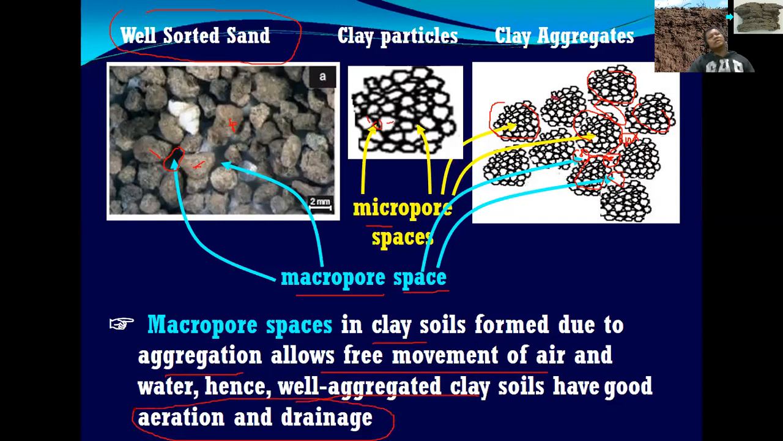Now, if our soil is clayey, we have to make sure that there is clay aggregation. Otherwise, if there is no clay aggregation, if the clay exists as individual clay particles, we would have a problem of aeration. Like these micropores. Here, with individual clay particles and no aggregation, we have micropores, so there is a problem of air movement and water movement.